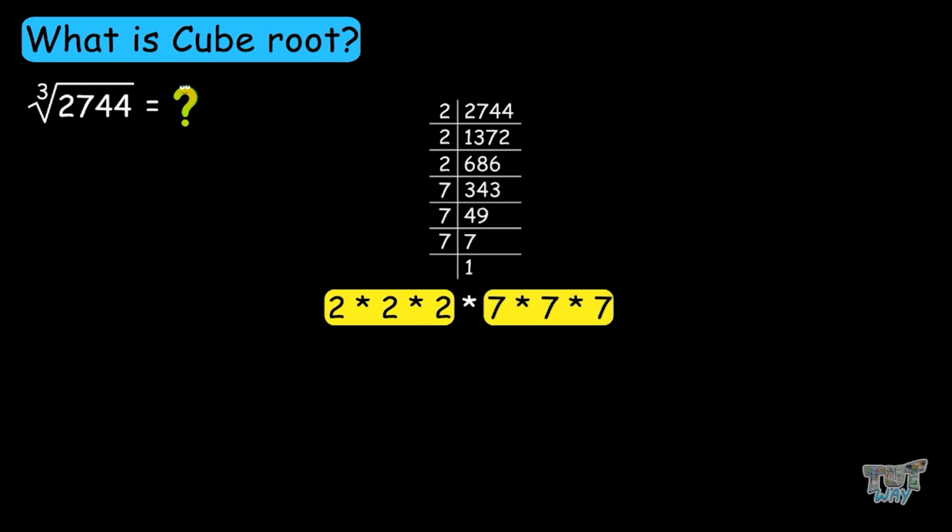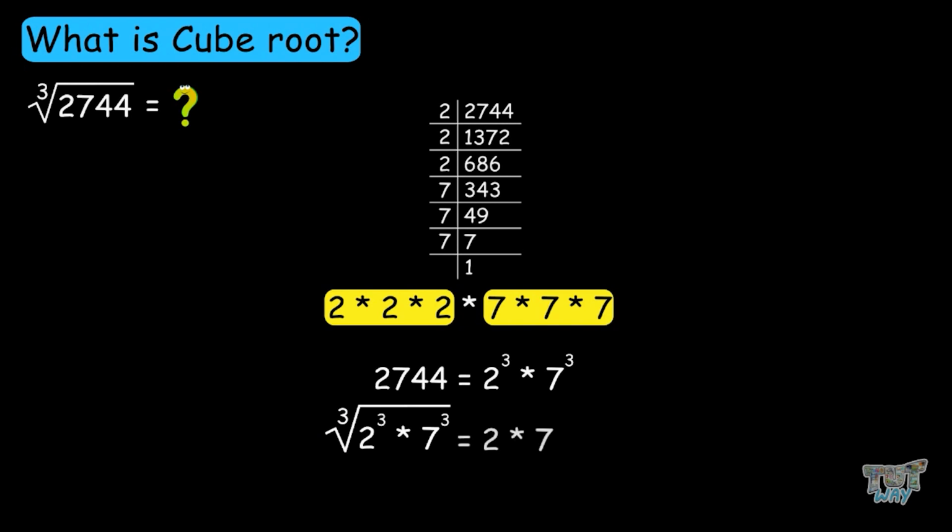So we can write this prime factorization as 2 raised to the power of 3 multiplied by 7 raised to the power of 3. So the cube root of 2744 can be written as 2 multiplied by 7. Therefore, from this, we can see that the cube root is 14, which is 2 times 7. I hope that you were not confused.